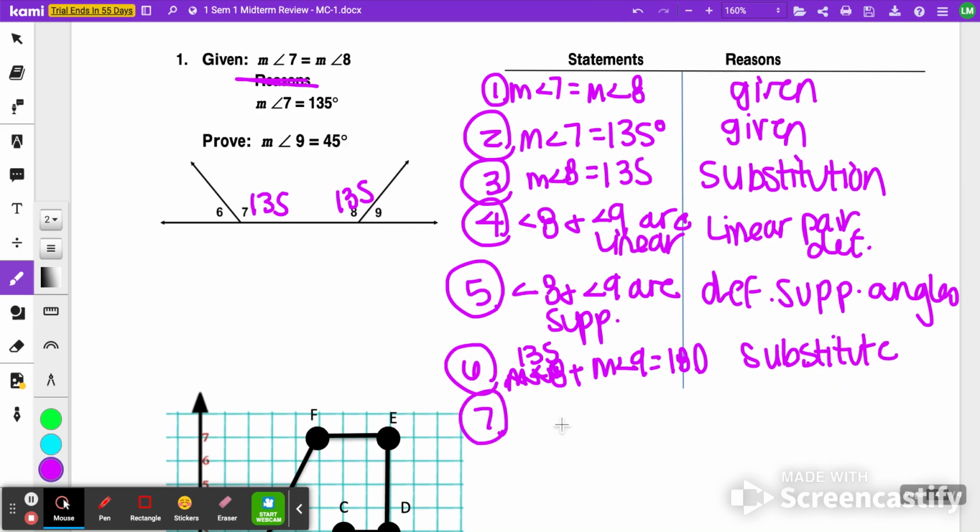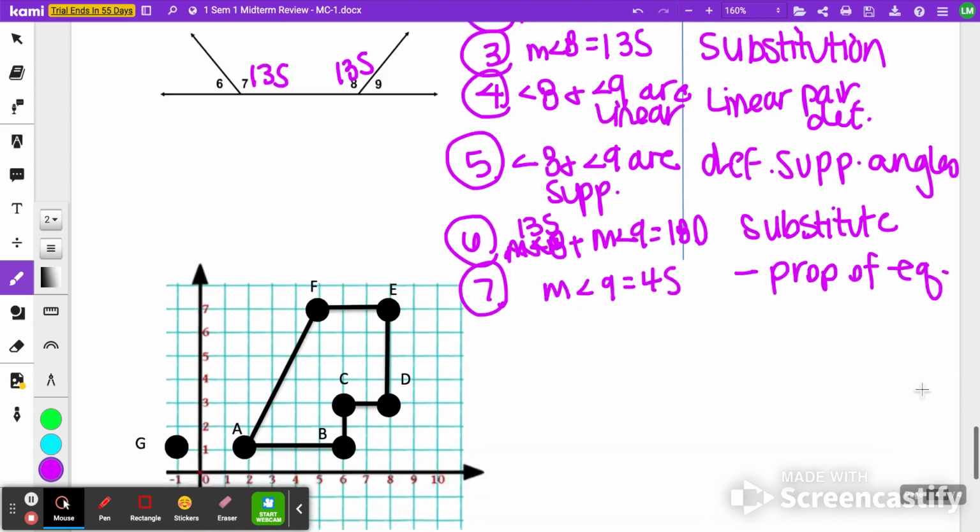So that my statement number 7 would be adding or subtracting. So the measure of angle 9 is equal to 45 based on the subtraction property of equality.